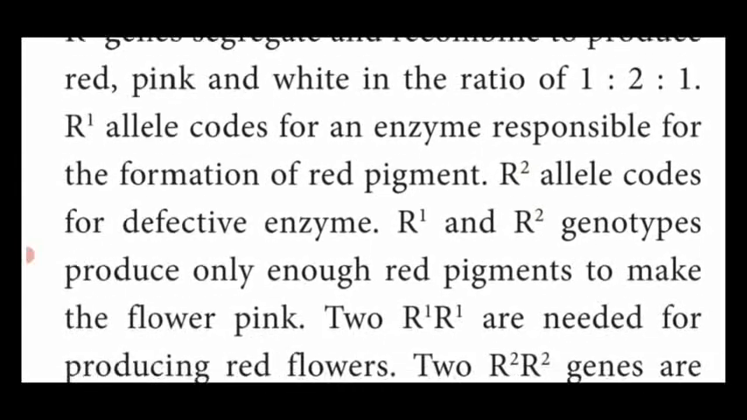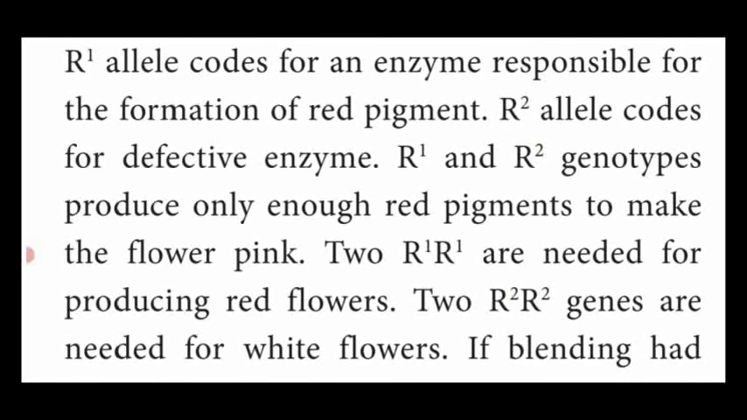1:2:1. So how is the intermediate color produced? The R1 allele encodes the enzyme responsible for red color, and the R2 allele encodes the enzyme which is white in color. When both the red pigment and white pigment join together, R1 and R2, they form the pink color.